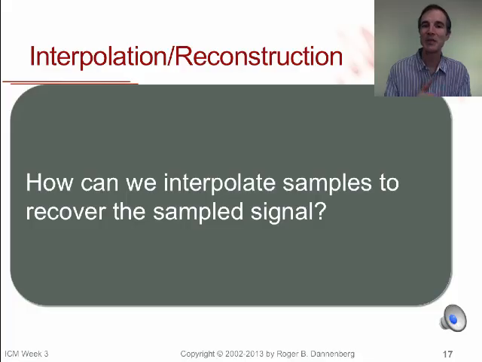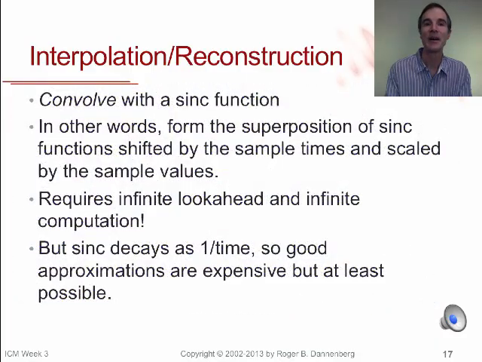So now we can answer: how can we interpolate samples to recover the sampled signal? Well, we just talked about it. We convolve with a sinc function. In other words, you form the superposition of sinc functions shifted by sample times and scaled by sample values. We add all of these up and we get perfect reconstruction. Unfortunately, this requires infinite look-ahead and infinite computation, but the sinc decays as 1 over time, so you can get very good approximations numerically on a computer. It doesn't really have to be infinite to be pretty high precision.